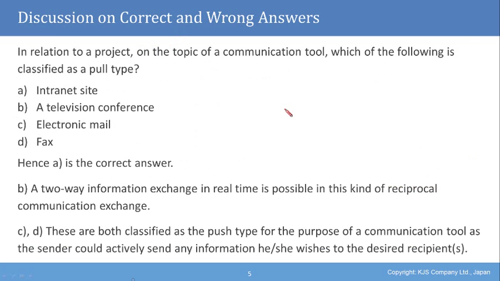So now if we go back to the original question, the question asked, in relation to a project on the topic of a communication tool, which of the following is classified as a pull type? And we find that the intranet site is what we classify as a pull type. Hence, A is the correct answer.